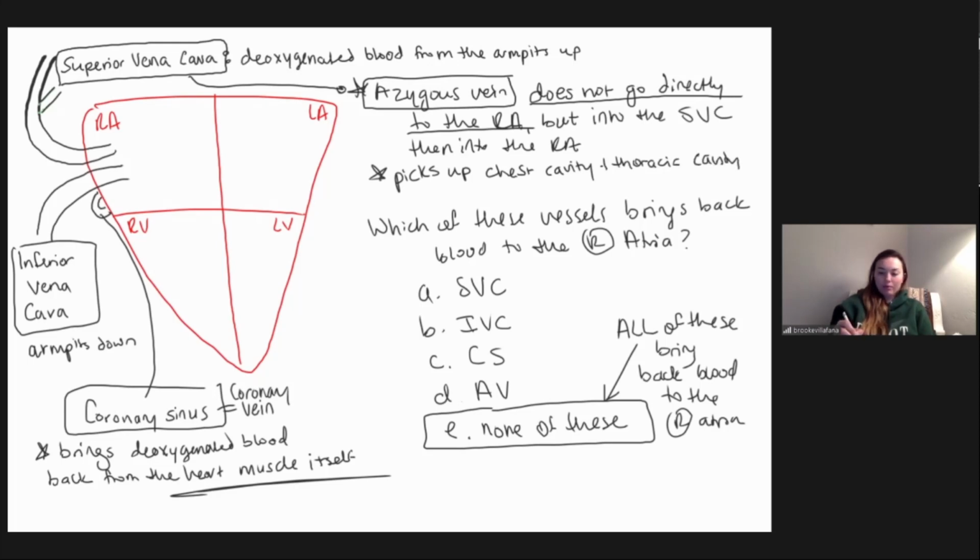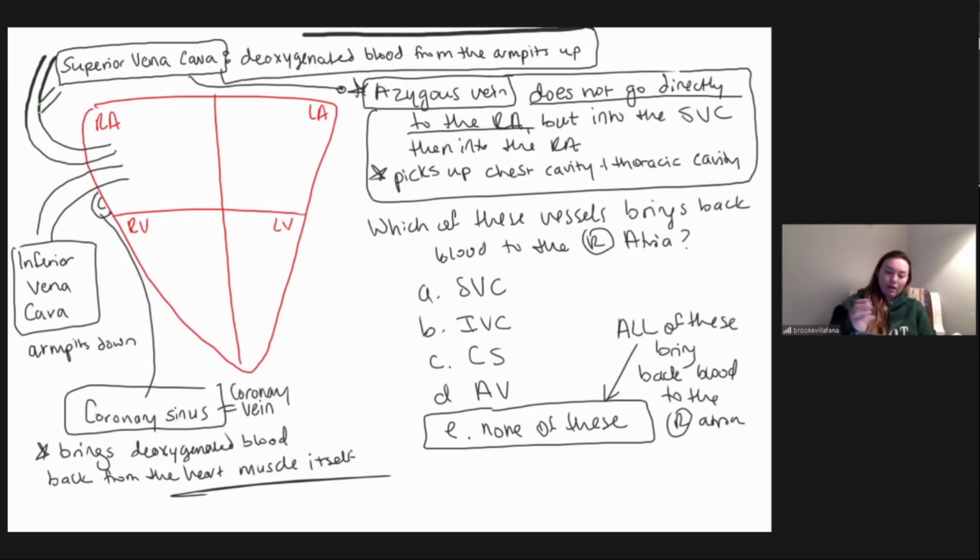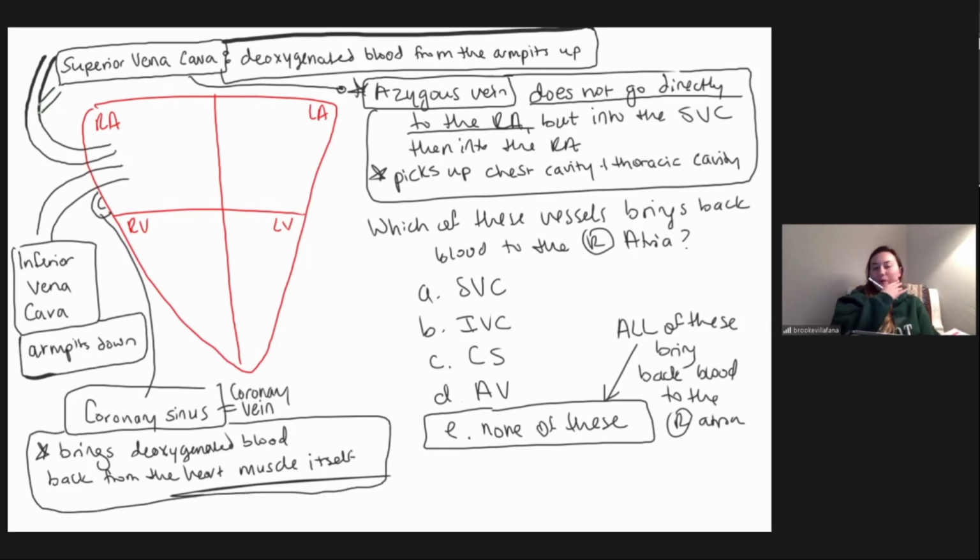Good. So for the test, you do need to know the location of where each of these is bringing back blood to the right atria. You need to know those locations. All right, hopefully that made sense. All of those are bringing blood into the right atria.